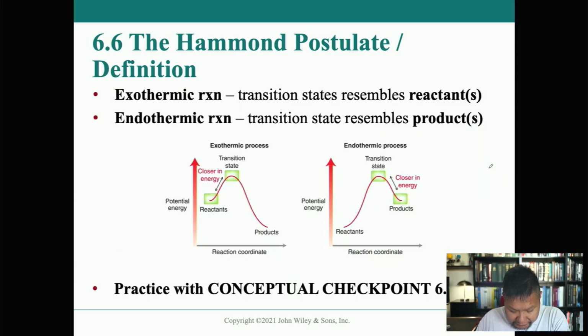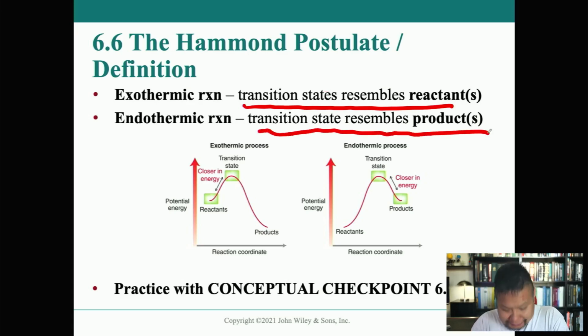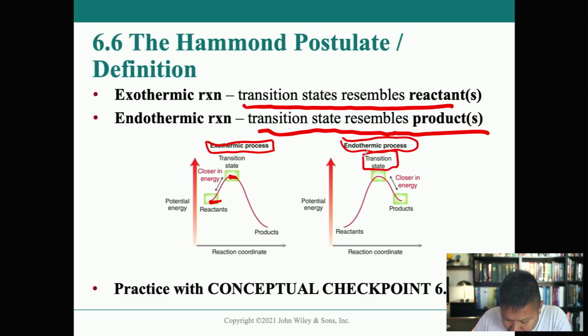What that means is this: in an exothermic reaction, the transition state resembles the reactants. But in an endothermic reaction, the transition state resembles the products. Why? Because the reactants are closer in energy to the transition state in an exothermic process, whereas in an endothermic reaction, the transition state is closer in energy to the products.